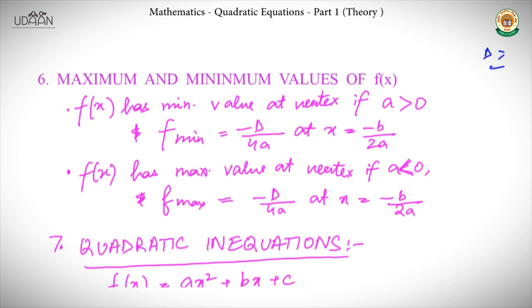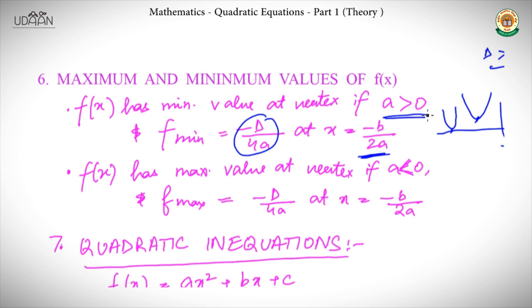Next, we come to the maximum and minimum values of the quadratic f of x. We say that f of x has a minimum value at the vertex if a is greater than 0, and the value is minus D by 4a. That is, the minimum value is minus D by 4a and it is at the point x equals minus b by 2a. In case of this graph or this or this, in all these cases the minimum occurs at x equals minus b by 2a, and the value itself is minus D by 4a. This is for a greater than 0.